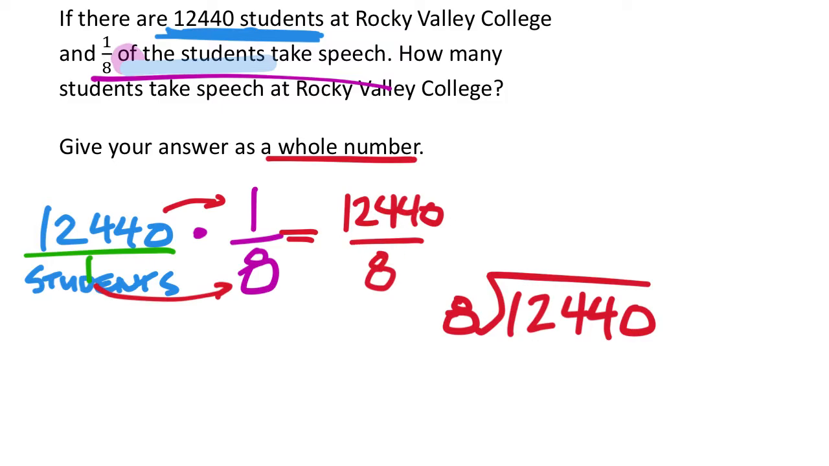So 8 will go into, it won't go into 1, but it will go into 12. Let's see, what color should I use? Green. Let's use green. 8 goes into 12 once. 1 times 8 is 8. I'll subtract that and get 4. So I'll drop this 4 to make that 44.